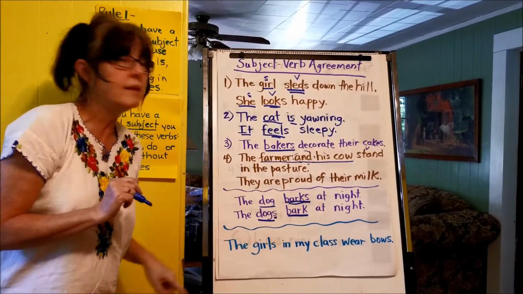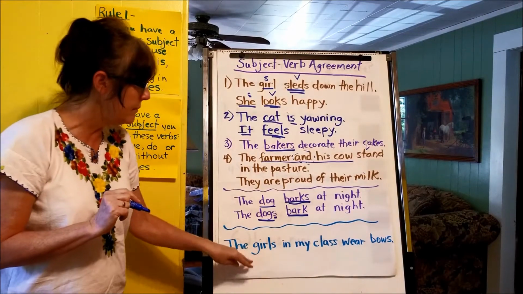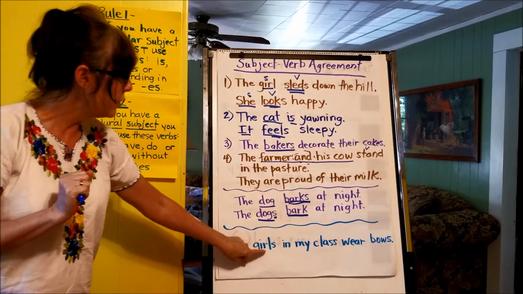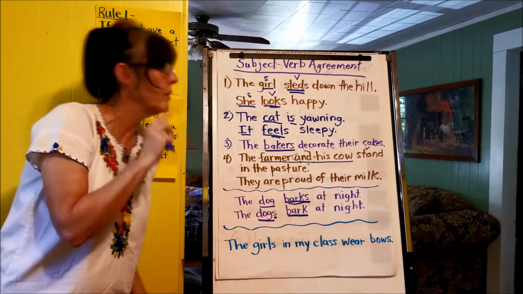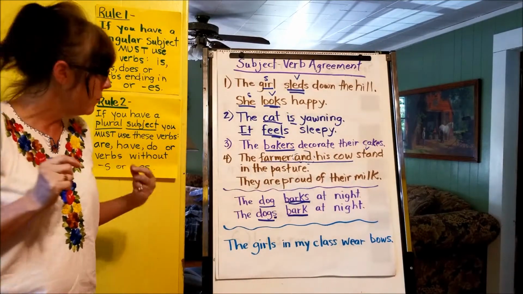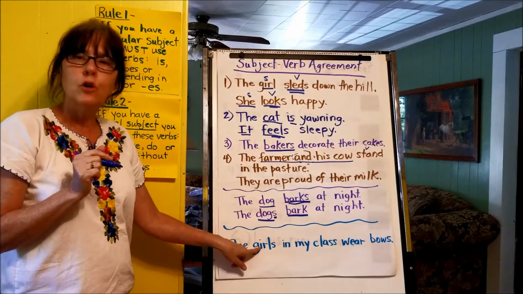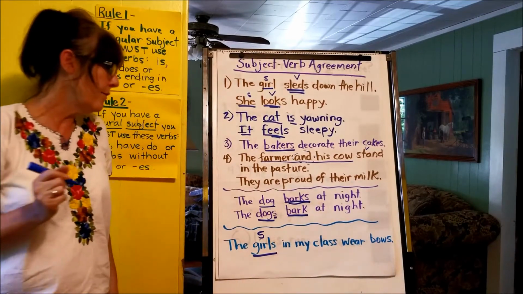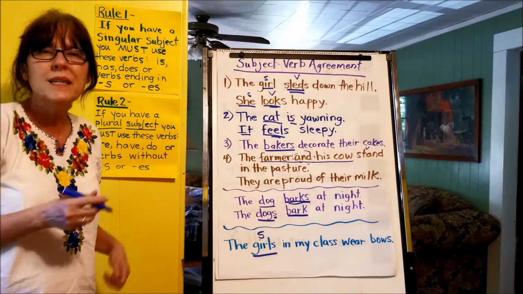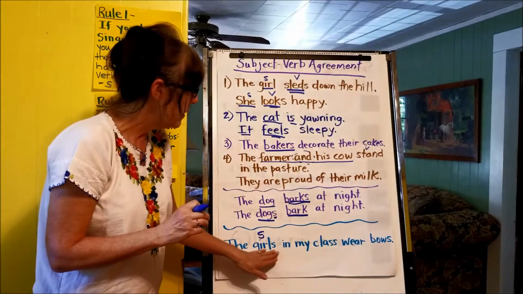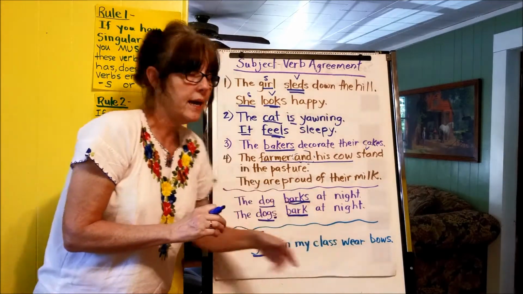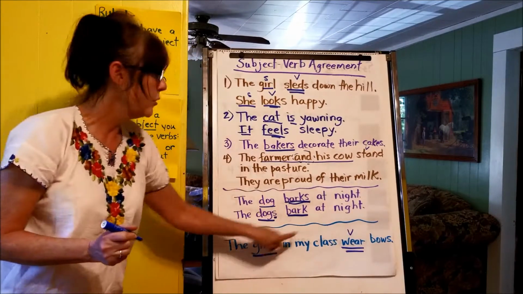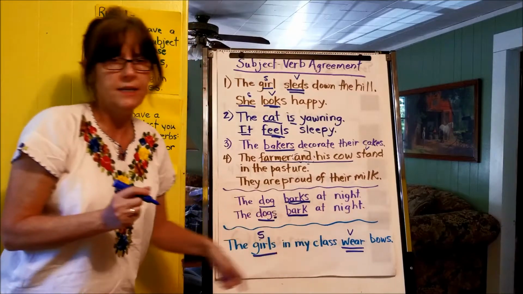Now, one thing real quickly that I want to point out to you is that sometimes the subject and the verb won't be right beside each other. Look at this sentence. The girls in my class wear bows. I have to figure out what's the subject. Well, who wears bows? Girls. So I know that's the subject, okay? Then I have to figure out, well, what are the girls doing? What's being said about them? Well, the girls wear bows, okay? So wear is actually my verb, even though it's way down here. Girls wear bows. This is just an extra detail in here.